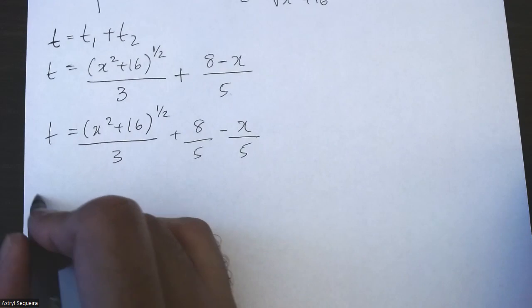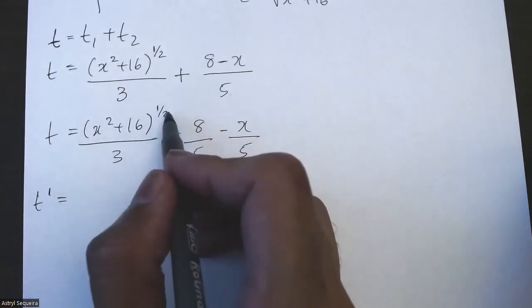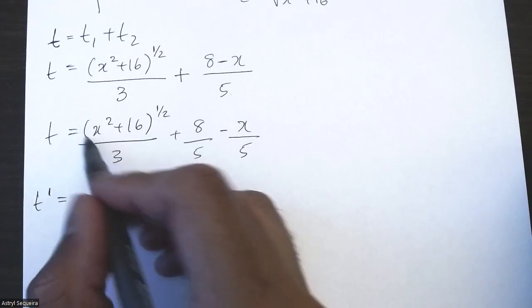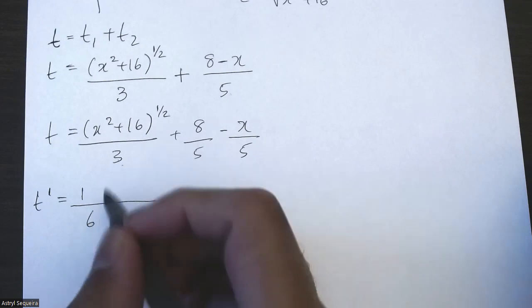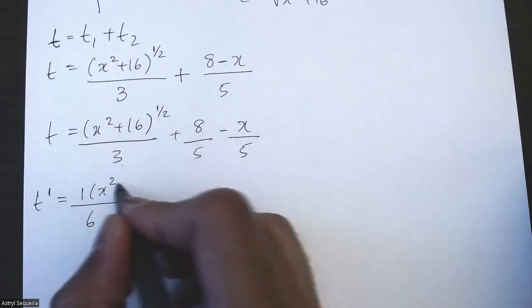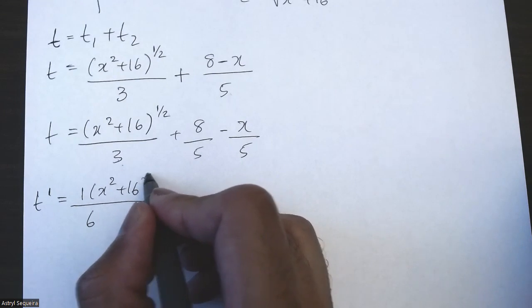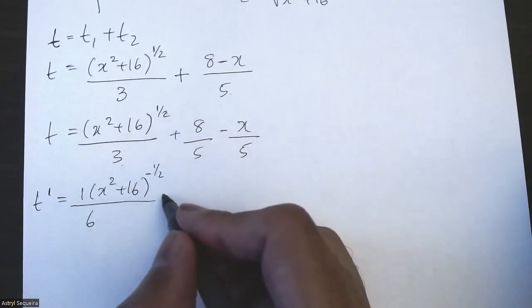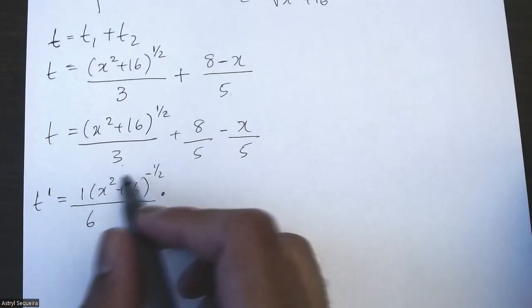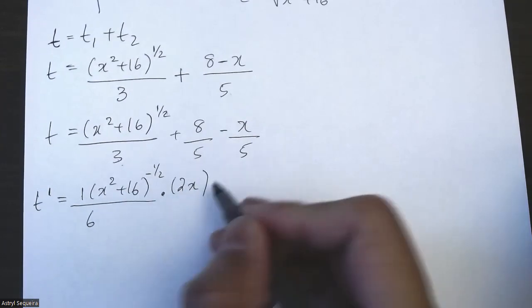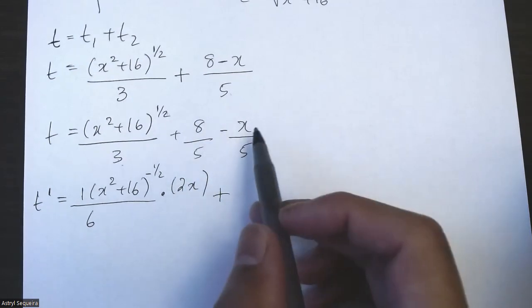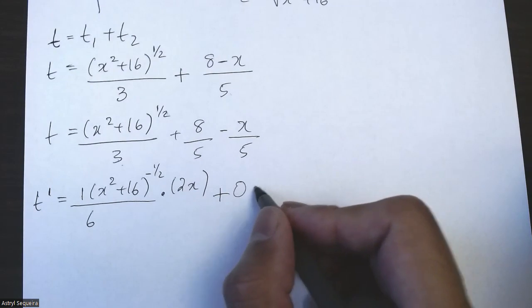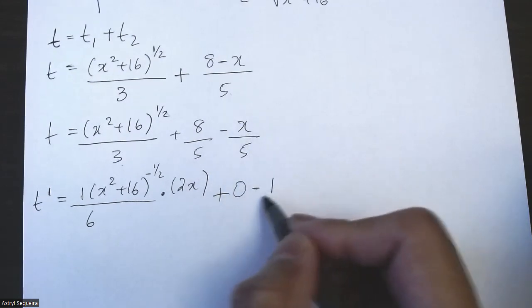So now let's derive this equation. I'm going to bring my exponent down. 1 over 2 times 1 over 3 is just 1 over 6. This is going to turn into the same thing, x squared plus 16. My new exponent is going to be negative half because I subtract 1. And then because of the chain rule, I'm going to multiply by the derivative of the inside, which is just 2x. The derivative of a constant is 0, so 8 over 5 disappears. And then the derivative of negative x over 5 is just negative 1 over 5.